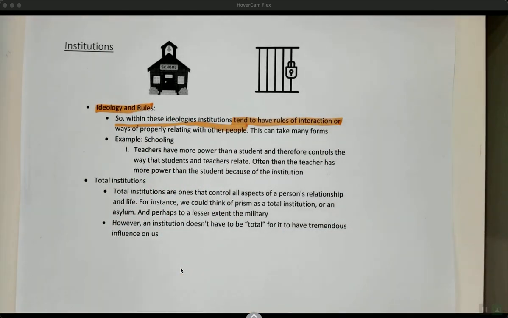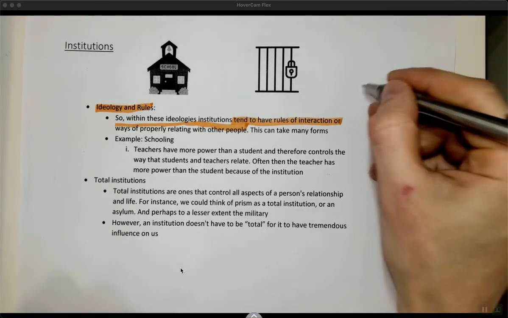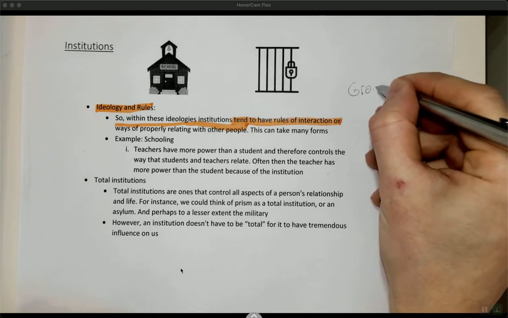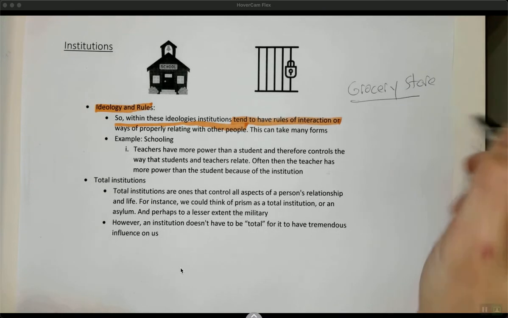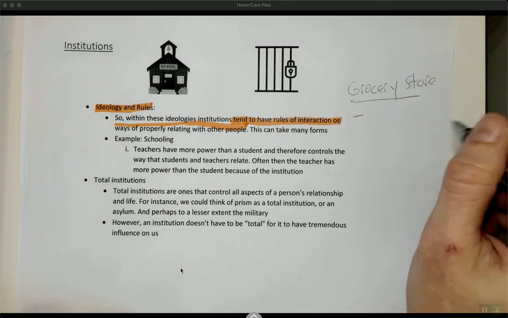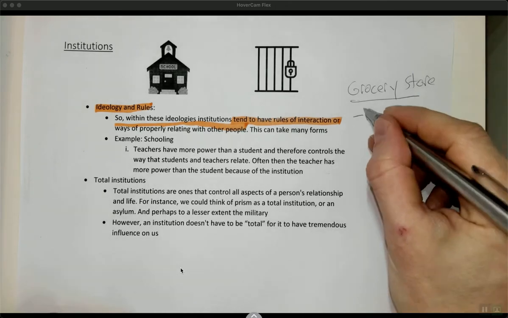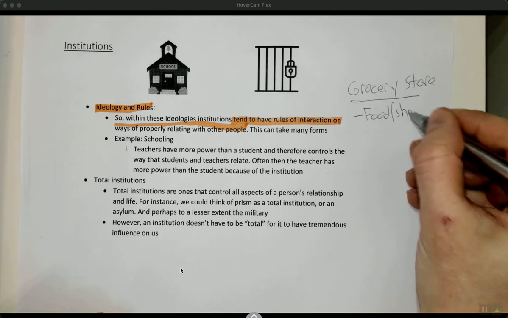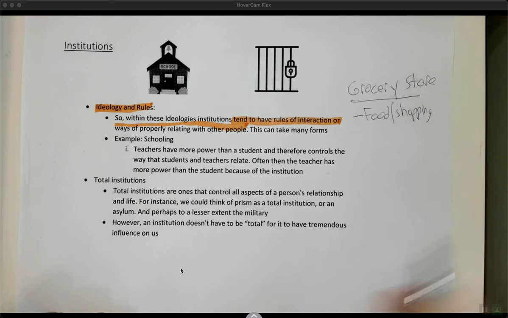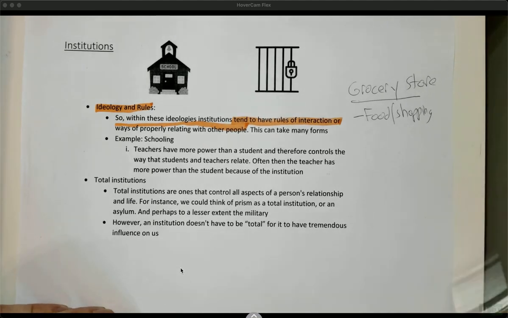So within each of these institutions, anywhere in society, they all have rules. Well, I'll go into the schooling one in a second, but for instance, if you go to the grocery store, that is an institution that also has rules. For instance, if you fill your cart full of food and walk right out the door without paying for it, that would be something that was wrong. That would be a form of interaction that you're not supposed to do.